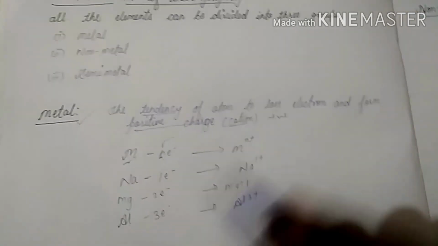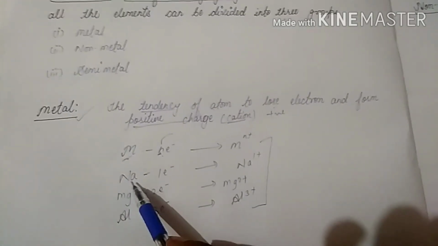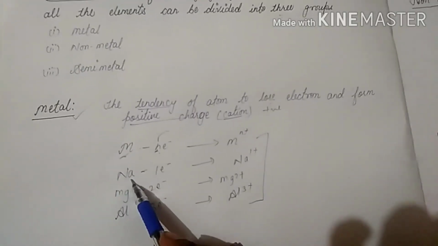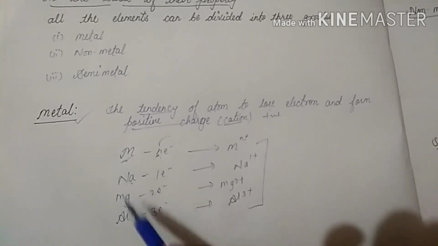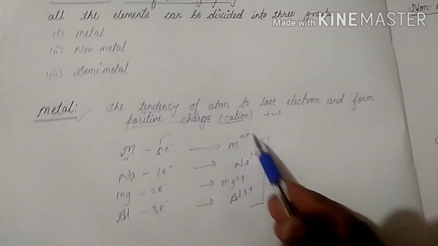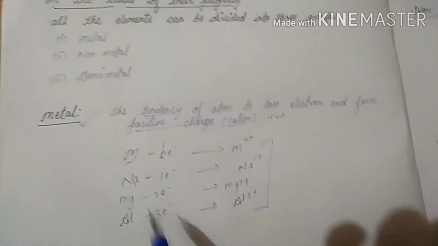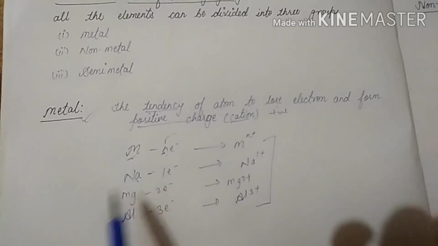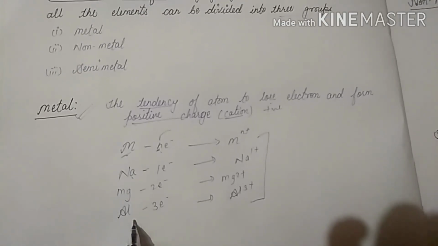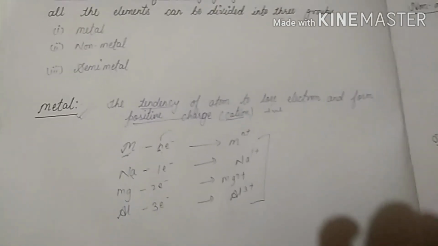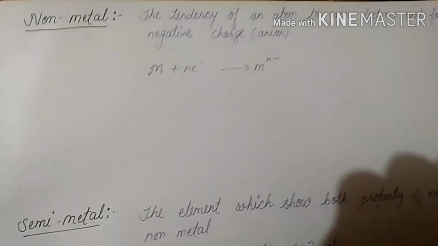Okay, so children, we can see all these elements, those atoms or substances, which have the tendency to lose electrons and form positive charge, that will be metal. So we can say sodium is a metal, magnesium is a metal, aluminium is also a metal. Clear, children?